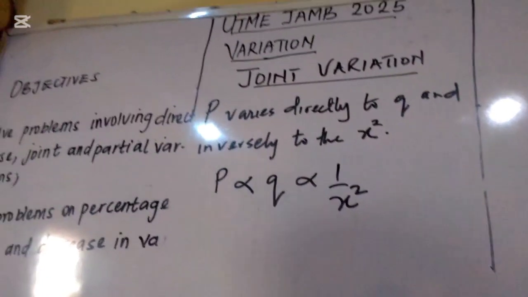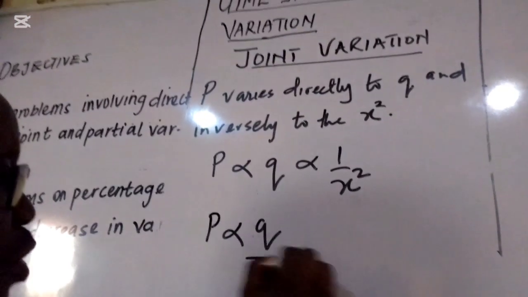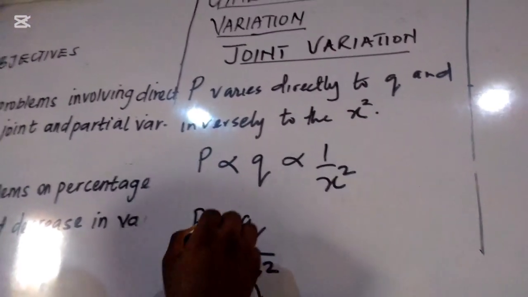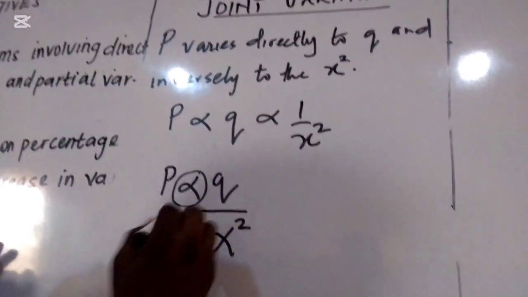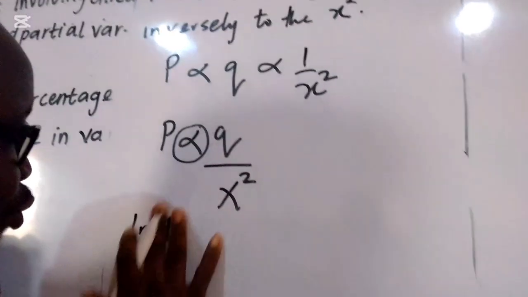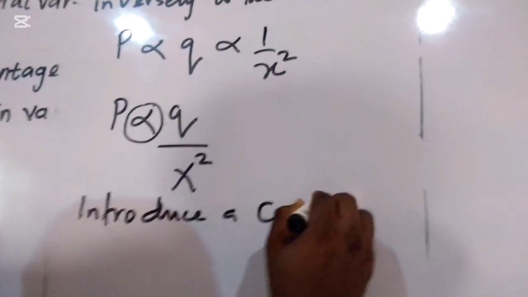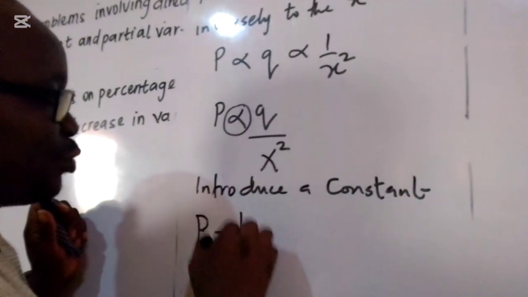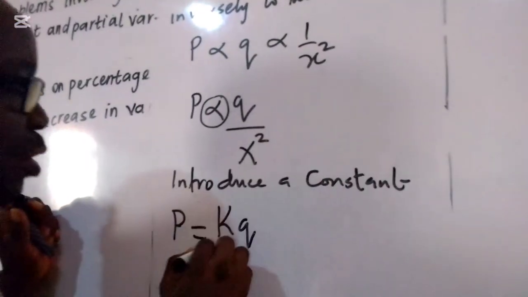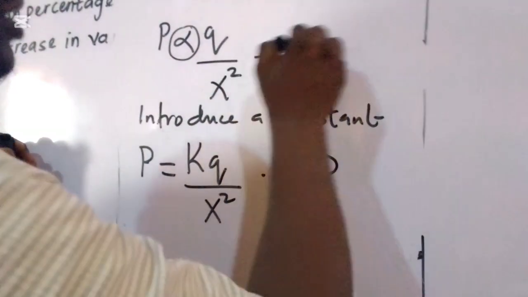Is that taken? For me to fuse this together, I can say P varies with Q all over the square of x. So we know that we cannot keep this relationship flowing as it is. So we must introduce a constant. So that when we introduce a constant, the proportionality sign automatically changes to an equality sign. So I will say P is equal to KQ all over x squared. Make this one equation 2, while this one is equation 1.